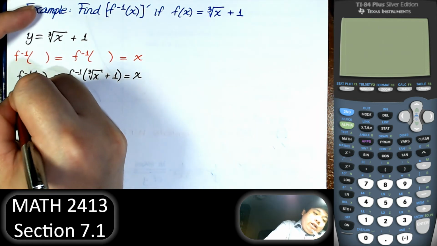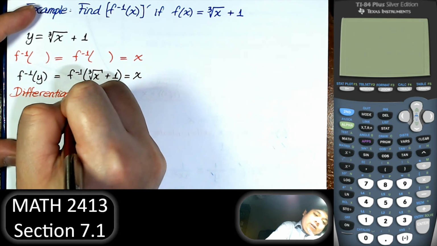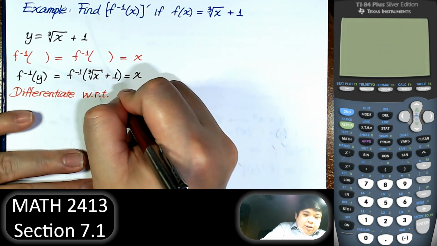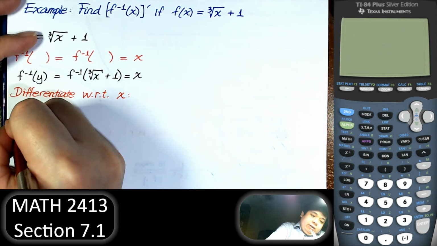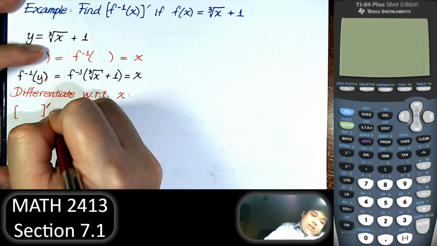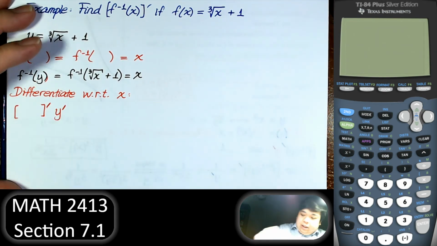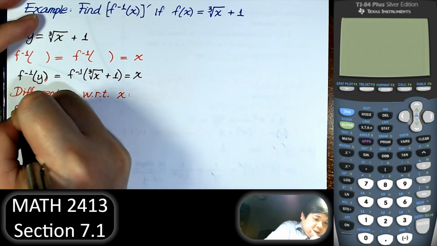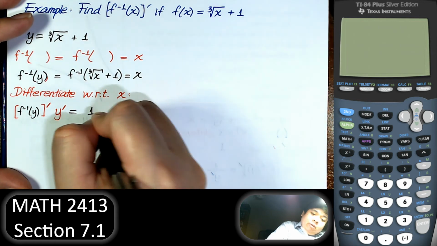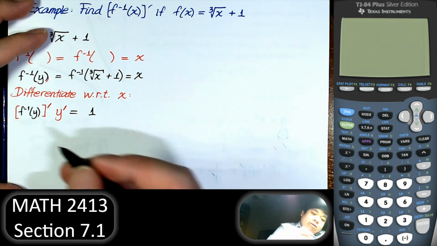Now we differentiate with respect to x. So the derivative is going to be the derivative of the inverse, and then the derivative of the parentheses. Inside we have the inverse. Derivative of x is 1. So we just have 1 divided by the derivative, 1 over the derivative.